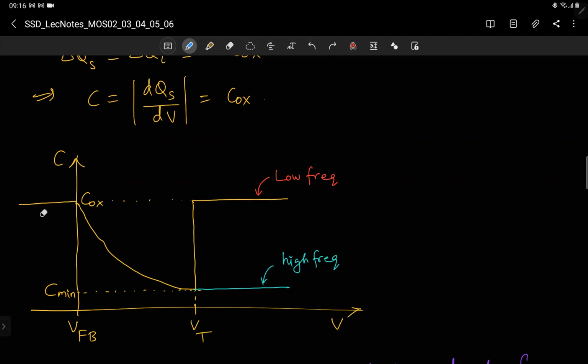In accumulation, the change in charge is showing up right at the oxide-semiconductor interface, so you will see Cox. In inversion also, the change in semiconductor charge is happening at the oxide-semiconductor interface because of inversion, so here also you see Cox. Only in between, at the surface there is no charge change, but it is throughout the depletion region. That's why it is decreasing like this. So this is the curve.